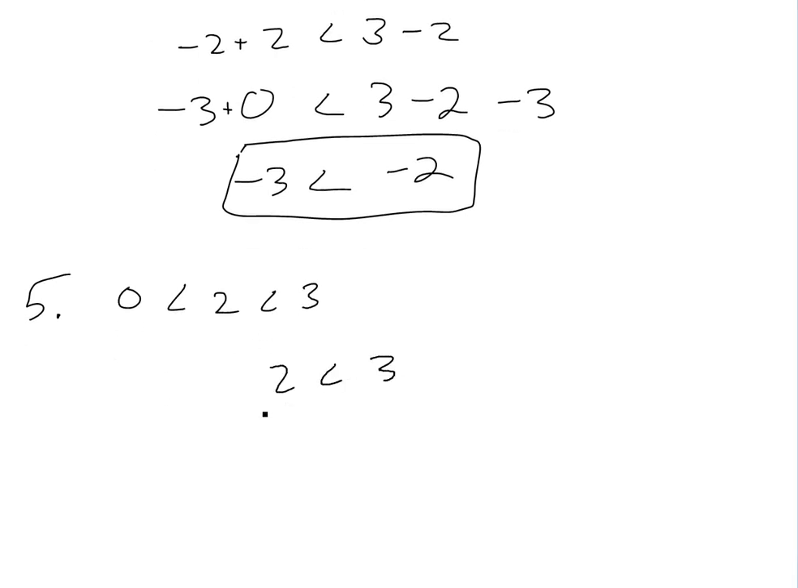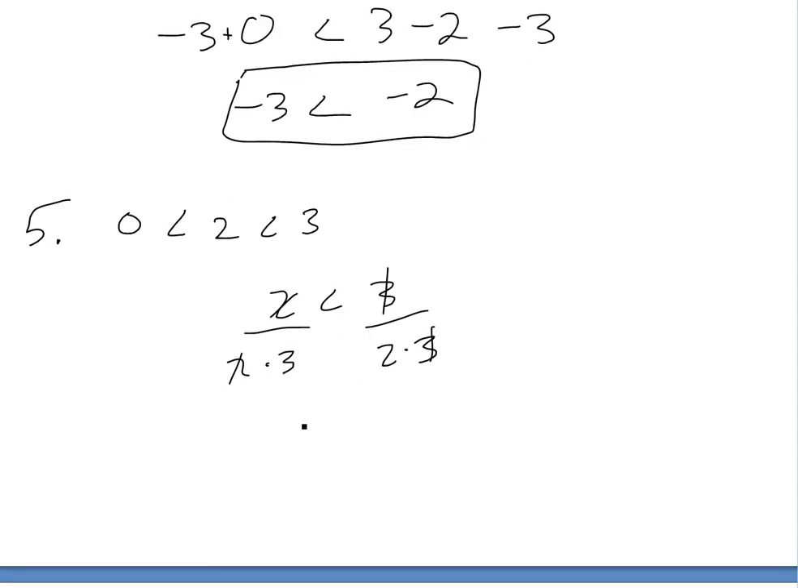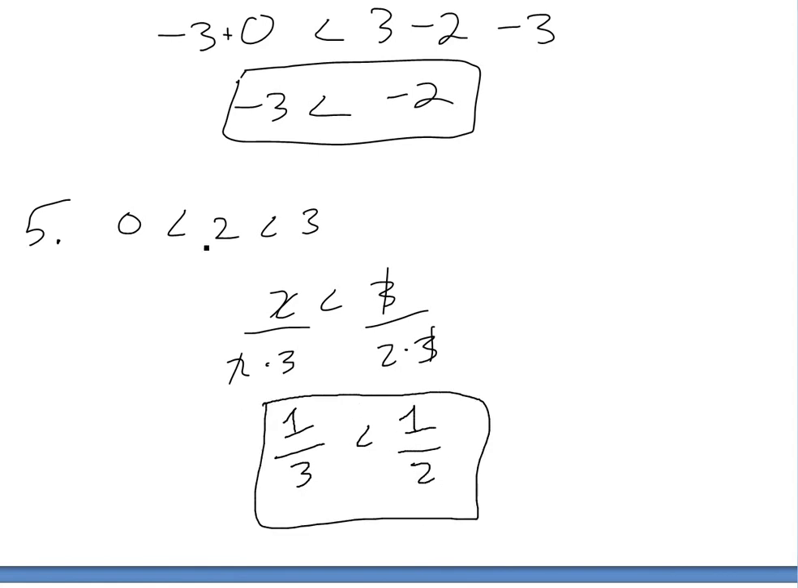Let's divide both sides by 2 times 3. Then the 3's cancel here, and the 2's cancel. So we're left with 1 over 3 is less than 1 over 2, so 1 over 2 is greater. As you can see, the sign has switched, and 1 over 2 is on the other side. It's pretty obvious there.